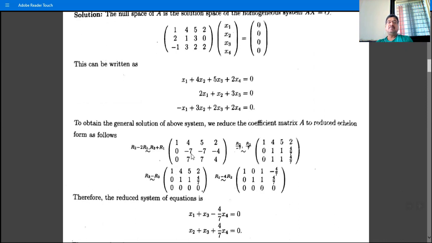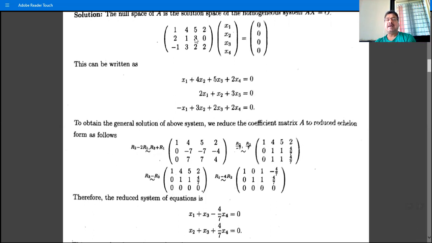What is the difference between them? This is the coefficient matrix: 1 4 5 2, then 2 1 3 0, and then minus 1 3 2 2. If we take the augmented matrix, then write this matrix and one more column, 0 0 0. That is the augmented matrix. In the case of a homogeneous system, take either the coefficient matrix or the augmented matrix.